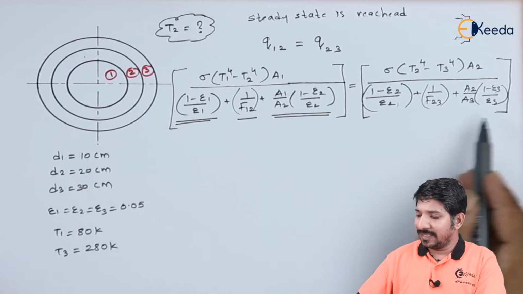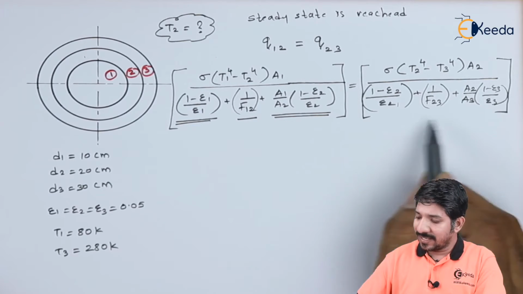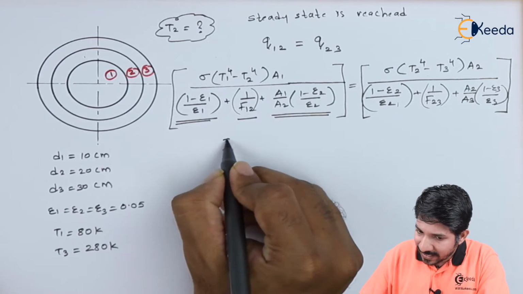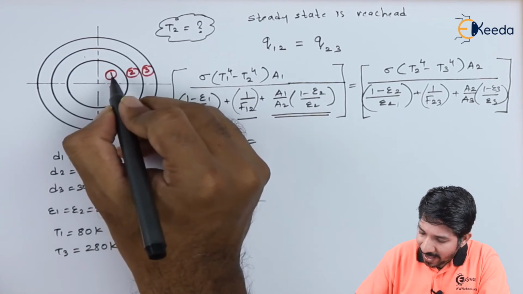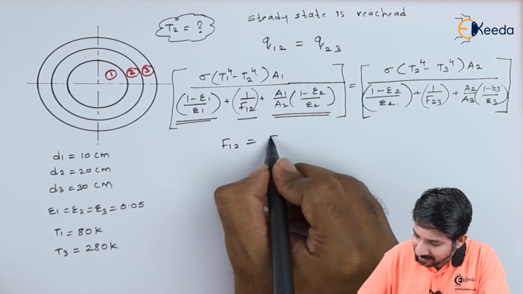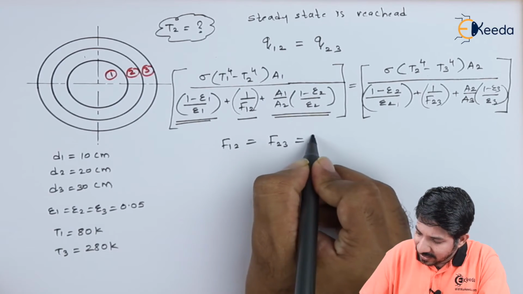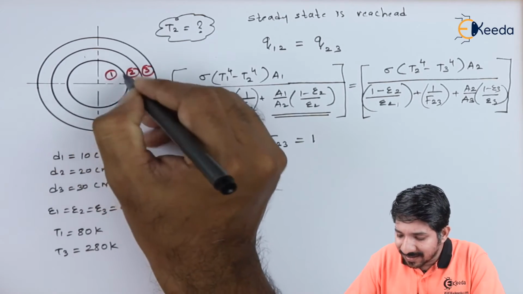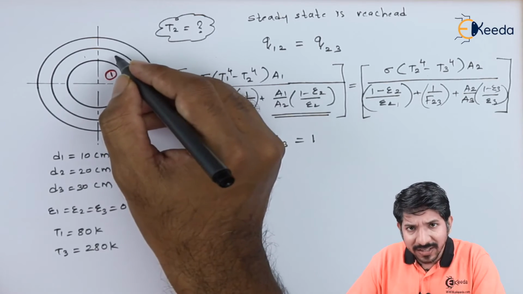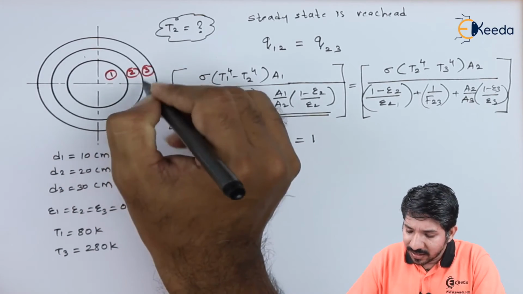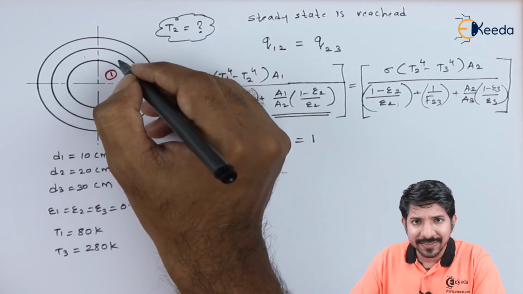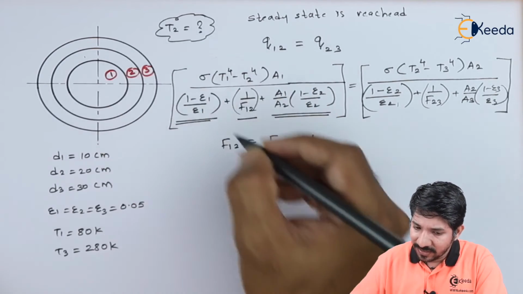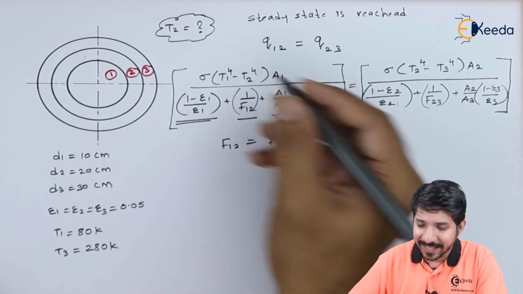Now this is a bit lengthy expression. To simplify this, we need to know that F1 to 2 is the same as F2 to 3, which is equal to unity. Why is it so? Because whatever radiation is coming out from surface 1, all the radiation is going to interact with surface 2, and the same is the case with surface 2 and surface 3. So no radiation will go anywhere else.